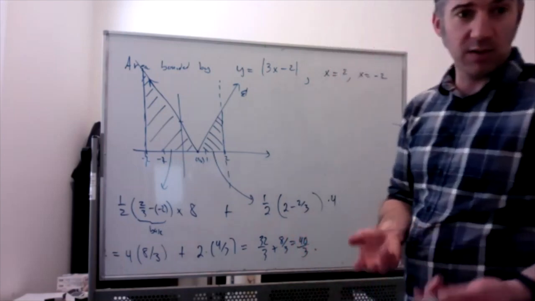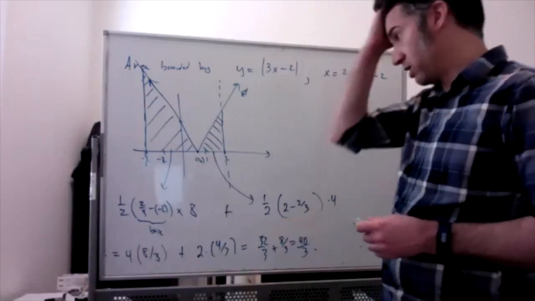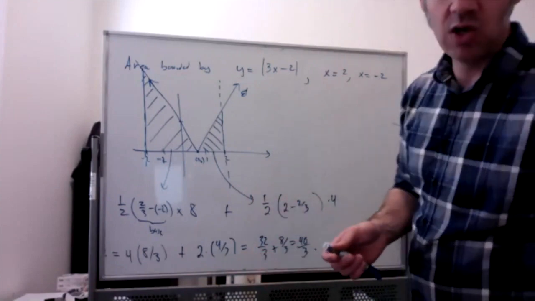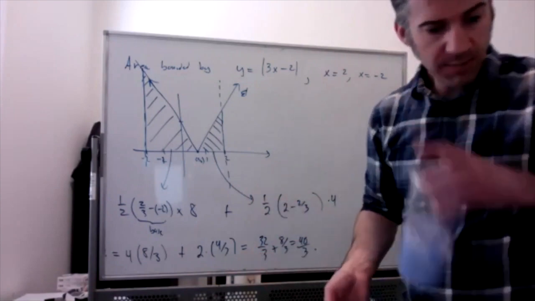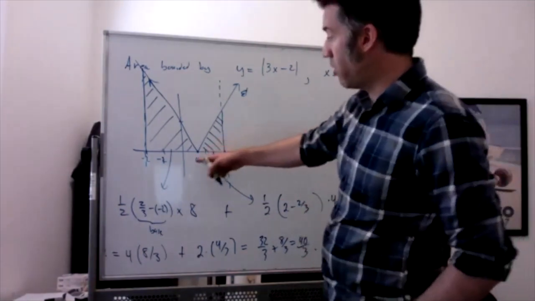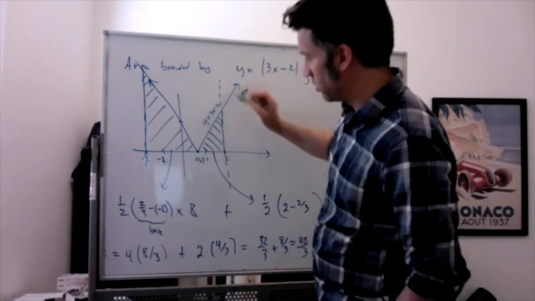So when you have an absolute value area, this is usually what the intention is for you to find it. The idea is just to say, I got triangles, and I know how to find areas of triangles. You can do this in a more complicated way. You can say, well, I know that over here, the function is y equals 3x minus 2.